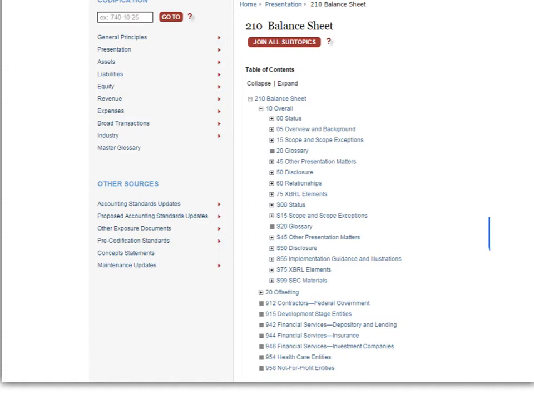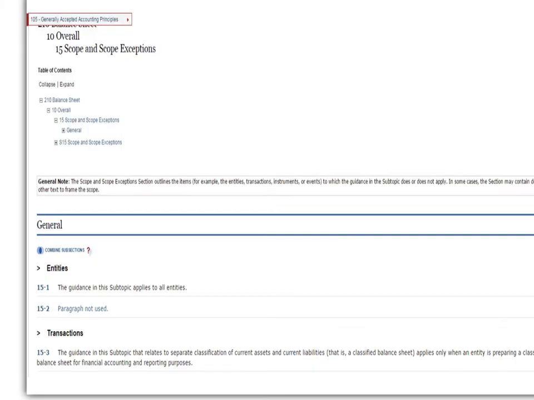Some special development stage entities, financial services. None of that looks relevant. It looks like I should be searching in here, in the overall balance sheet presentation. I did follow the directions in your textbook, which is to look at scope and scope exceptions to make sure that the topic applies to my situation.